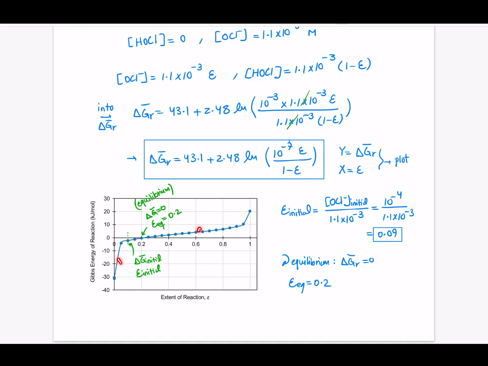But it could be at any point between 0 and 1. If we pick any point here, eventually it ends up at the equilibrium. So it really doesn't matter where we start. Eventually it ends up at the epsilon of 0.2 in this particular example.